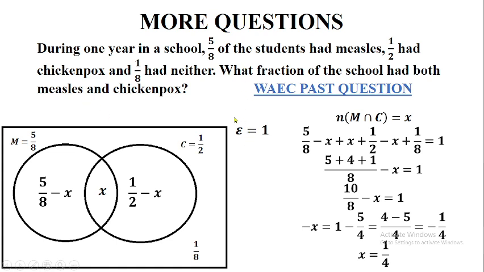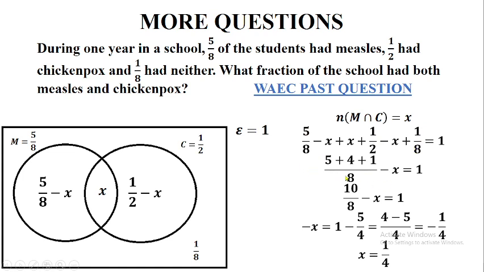So now the addition of this plus this plus this plus people that are idle will give us what? 1. So we have 5/8 minus x plus x plus 1/2 minus x, then plus 1/8 is equal to 1. Then from here now we can collect like terms. First and foremost, we can find the LCM of 5/8 plus 1/2 plus 1/8, and the LCM of 8, 2, and 8 is 8.